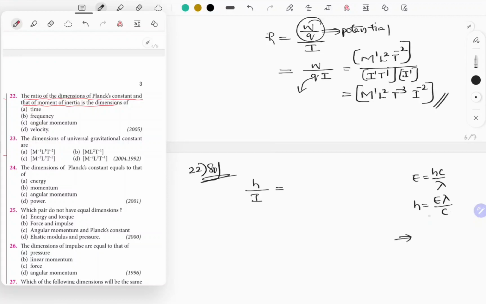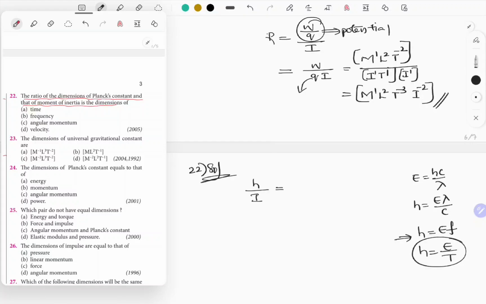So what's the formula for frequency? You can write c by lambda as a frequency, I guess. That means you can write h is equal to E into f. Otherwise you can write h is equal to E by t. Here E is energy. Okay, hope you are able to understand.